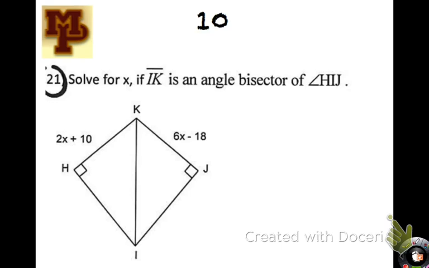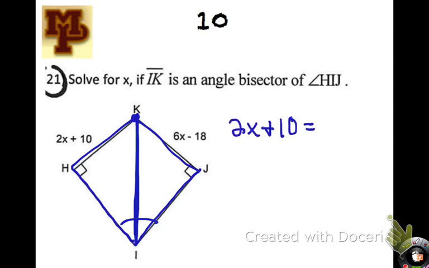All right, so this is an angle bisector, this IK here, and it bisects this angle, HIJ, and the theorem says that any point that's on the angle bisector is the same distance from the sides of the angle. So we're going to be able to set these equal to each other. So let's do 2x plus 10 is equal to 6x minus 18.